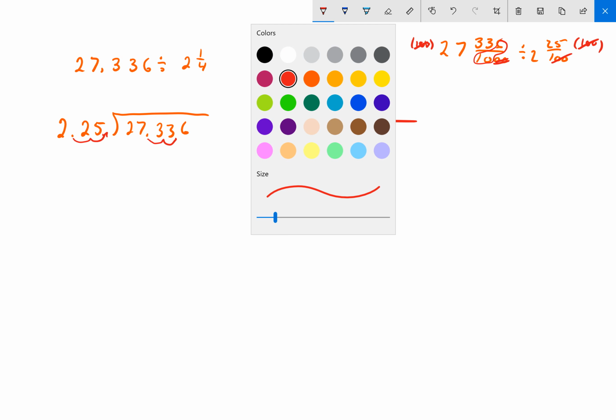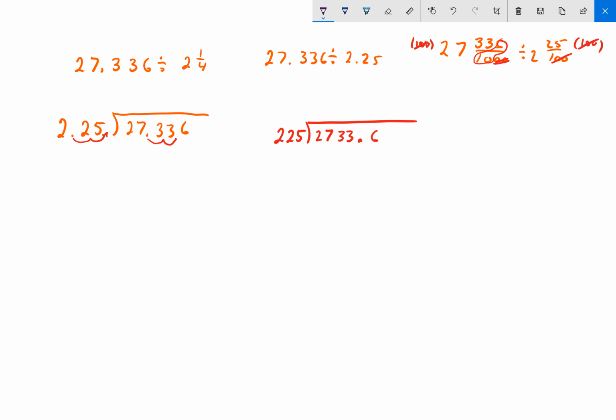And I'll use a nicer color. Use purple. So, I say, how many times does 225 go into... Oh, so I'm going to put my decimal point up. After I make that move, I'm going to put my decimal point up. My decimal point is still there, but we don't break that. And I say, how many times does 225 go into 2? 0. How many times does 225 go into 27? 0. How many times does 225 go into 273? Because I'm actually looking at this whole 273 here. It goes in once.